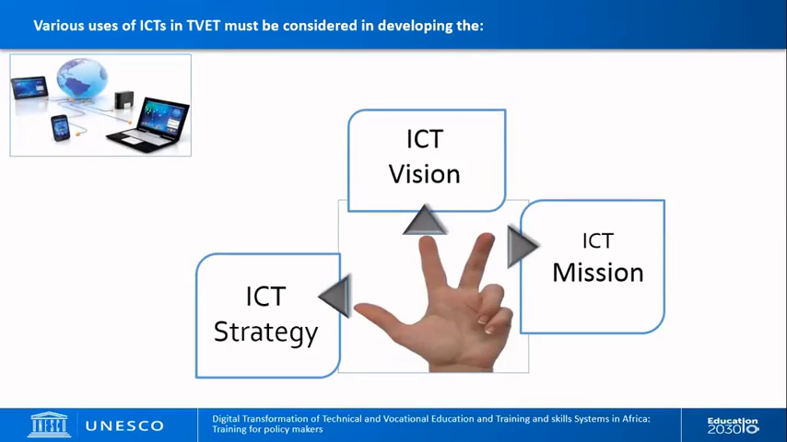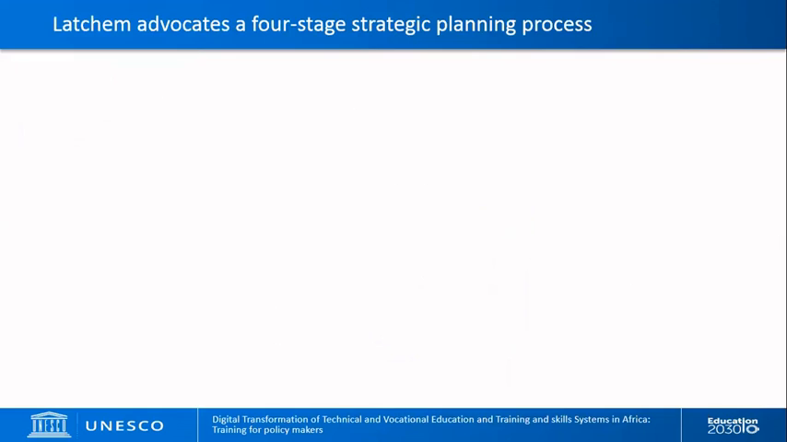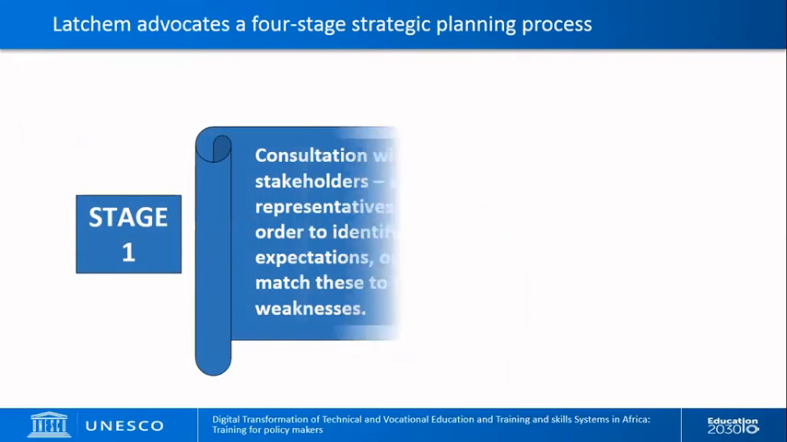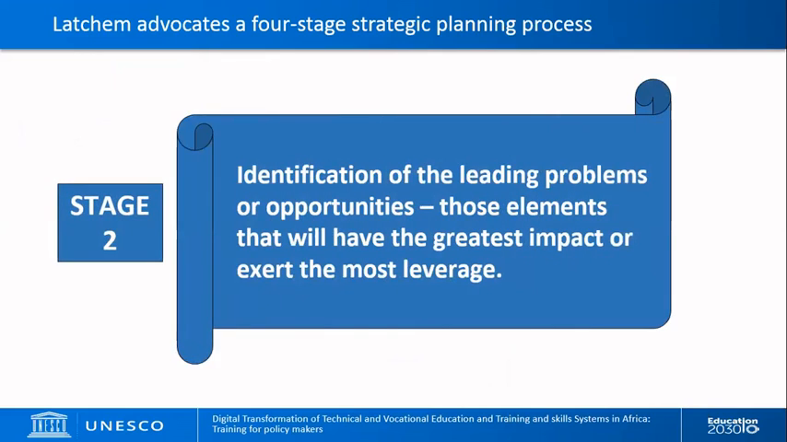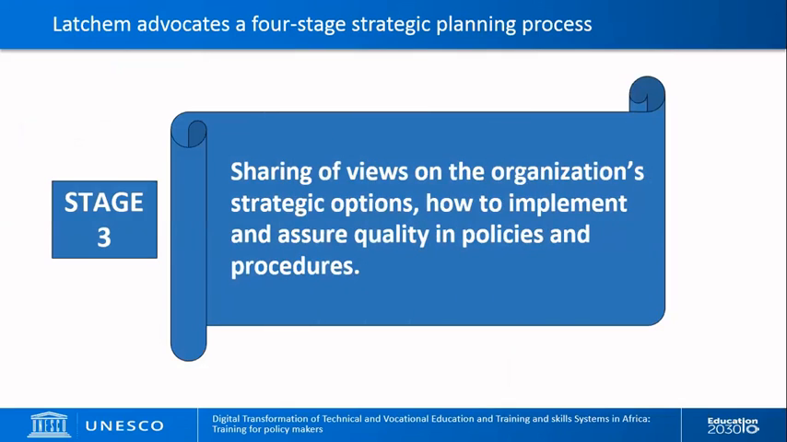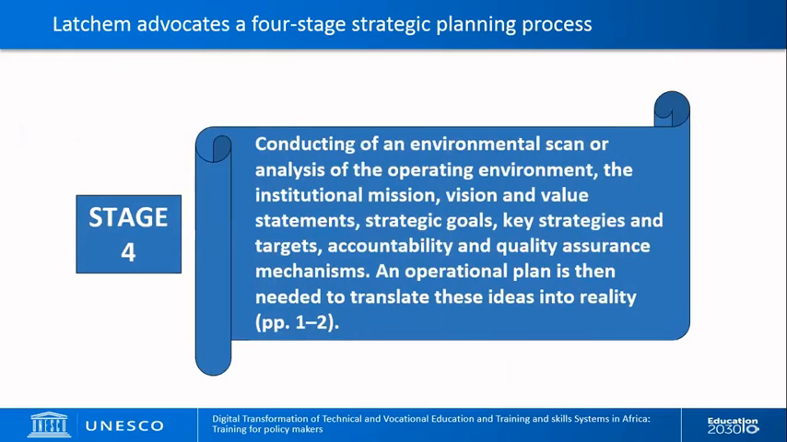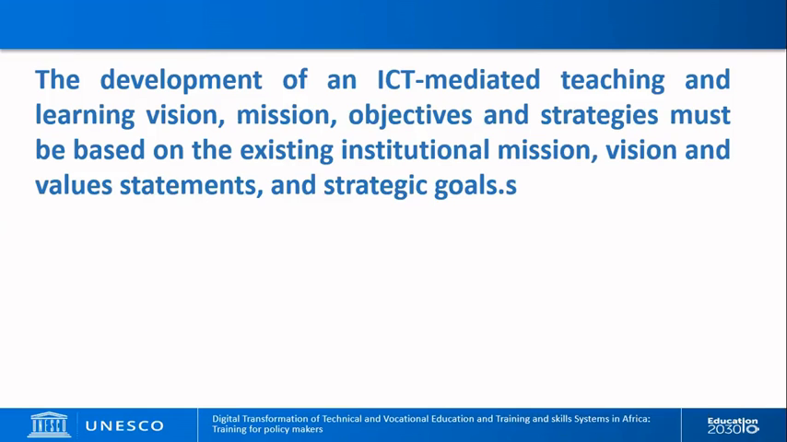Now, there are various uses of ICT in TVET, and these uses must be considered in developing the ICT vision, the mission, and the ICT strategy. LACHEM advocates a four-stage strategic planning process. One, consultation. Two, the identification of the leading problems or opportunities. Three, sharing of views on the organizational strategic options. Four, conducting environmental scan or analysis.